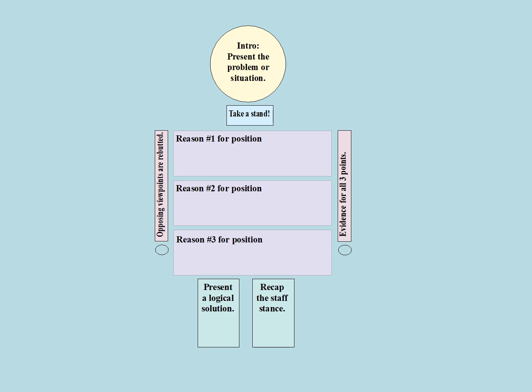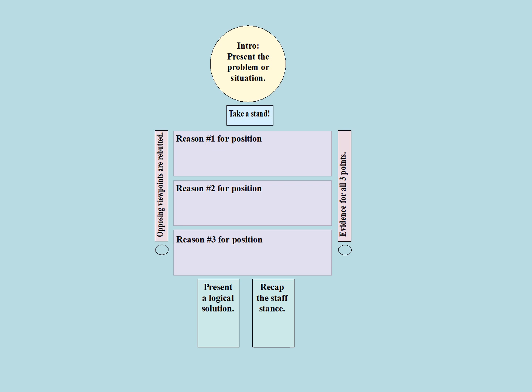Now here is our editorial robot. Let's call this the Eddie. You have there, of course, the body, the neck, the head, the neck, the body, the two hands, the two legs. Now in your intro, you're going to present the problem or the situation. Then in the neck, take a stand. On the body, you have to have at least 3 reasons for your position, for your stand. Reason 1, reason 2, reason 3.